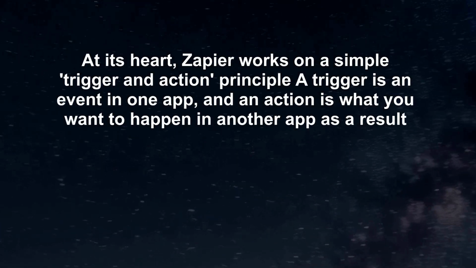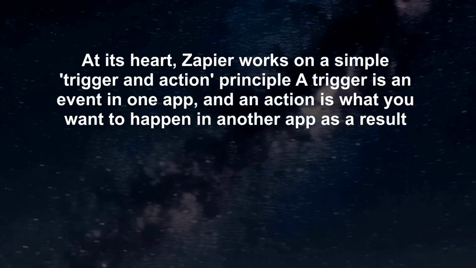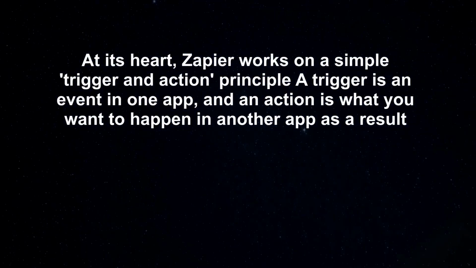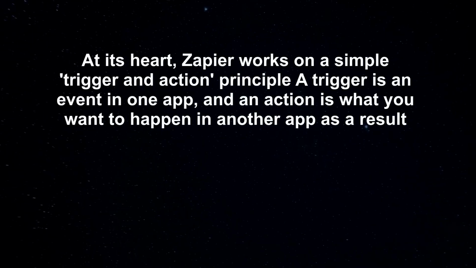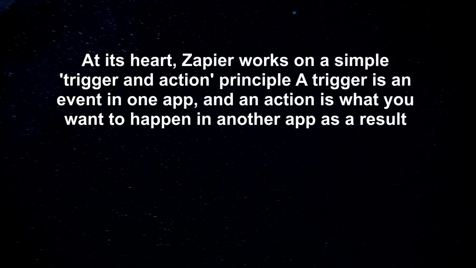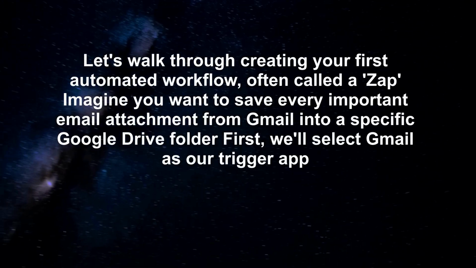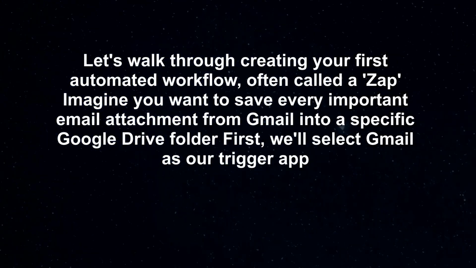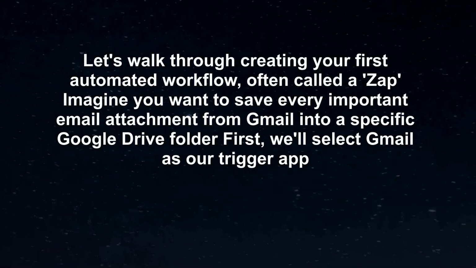At its heart, Zapier works on a simple trigger and action principle. A trigger is an event in one app, and an action is what you want to happen in another app as a result. Let's walk through creating your first automated workflow, often called a Zap.